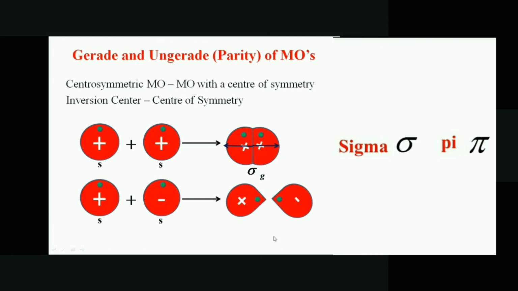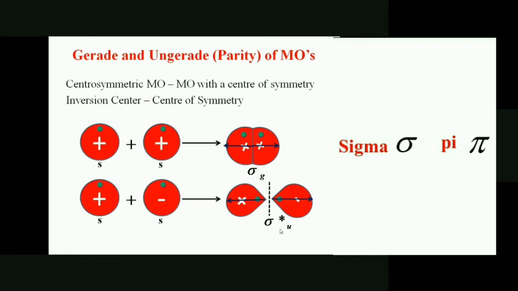So since two opposite sign overlap takes place, this is anti-bonding molecular orbital represented by sigma star s. Now let's see what is the symmetry. This is not a symmetrical structure, because if I draw a line between these two and take the distance, it will have positive charge and negative charge. So the center of inversion is lost here, and it is considered as sigma star u, that is ungerade.